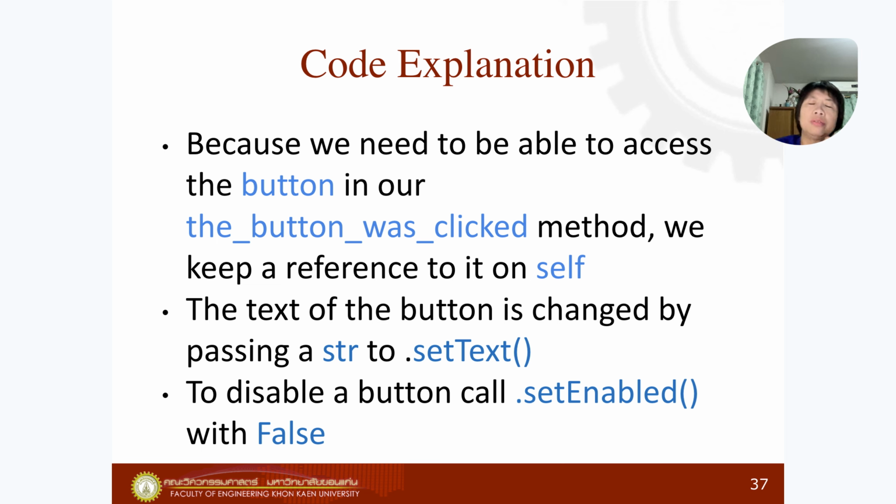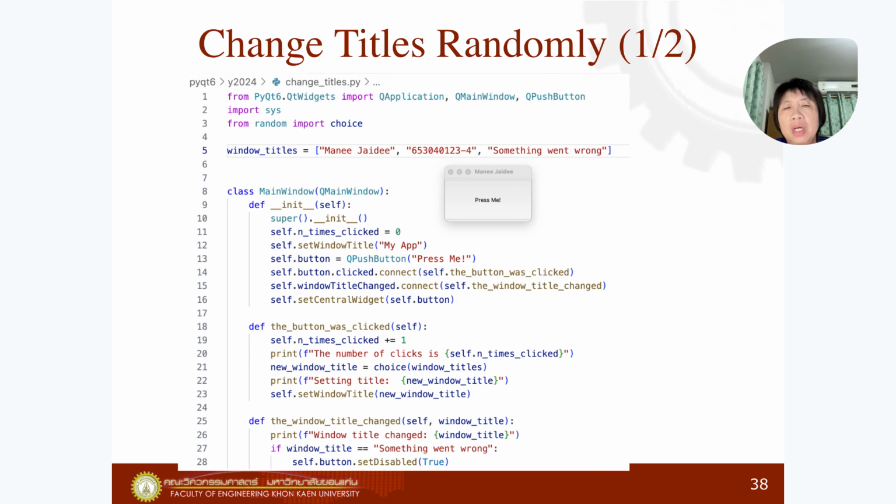And here, let's look at the code explanation, because we need to be able to access the button. In our button was click method, we keep a reference to it on self. So the text of the button is changed by passing a string to the set text method. And if we want to disable a button, we just call the method set enabled with a false value.